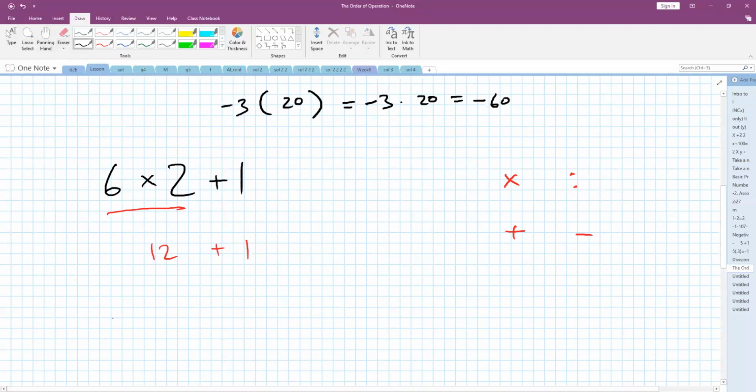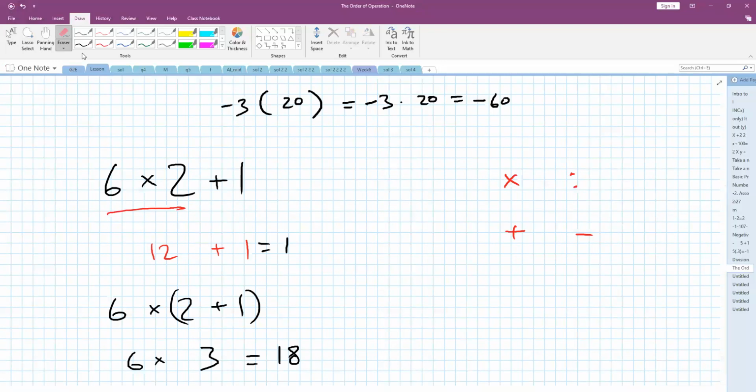But sometimes, if I want to perform the addition first, I put a bracket here: 6 times (2 plus 1). So this is the second use of bracket. Normally, that tells you which operation you need to do first. So you have to look at what's in the bracket, 2 plus 1, which gives you 3. And of course, 6 times 3 is 18, and that is different from this result, which was 13.